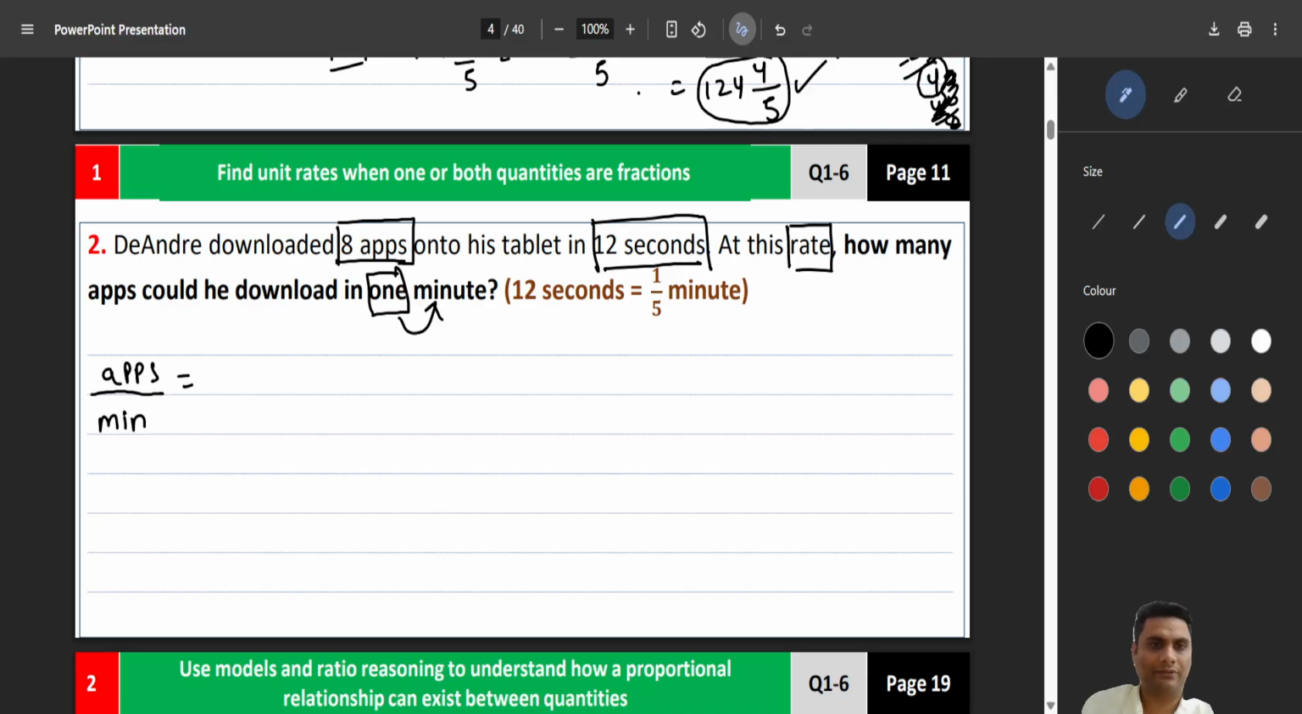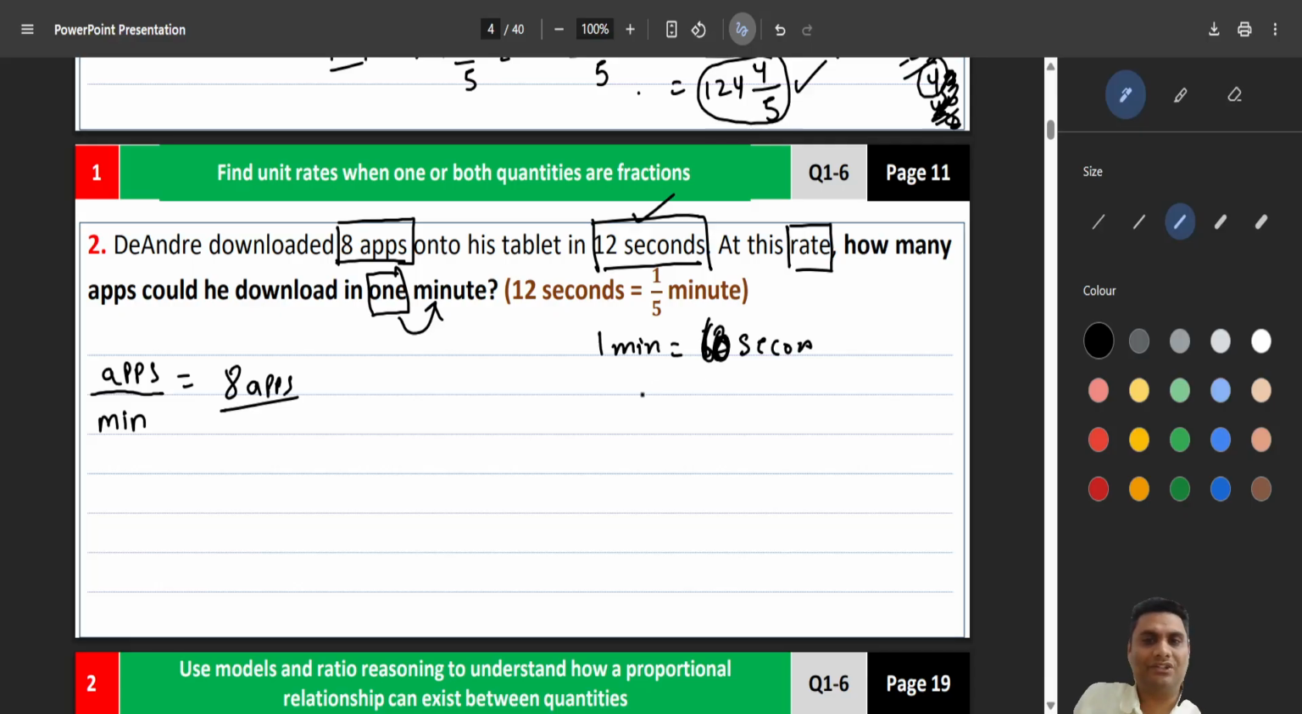Okay, how many apps? 8 apps are there. Okay, where is my cursor? One second. Okay, the cursor is back here. So we have 8 apps, then divided by how many minutes? Check, are the minutes given? No, seconds are given. Same thing, 1 minute is equal to how many seconds? 60 seconds, right?